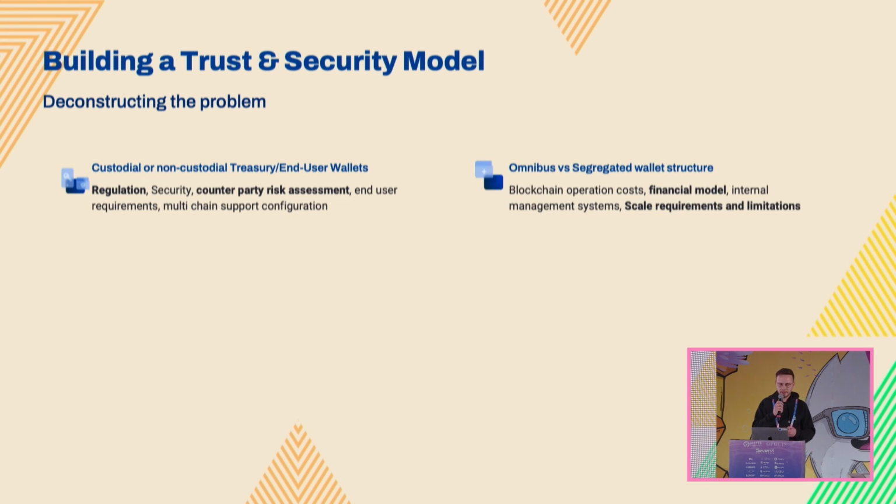Wallet structure: there are mainly two wallet structures out there, omnibus versus segregated. Omnibus works better for retail-facing products. Basically, it's like the regular bank account model that you can think of. Your end user deposits his funds into his account, those funds are swept into an omnibus wallet, and that's basically it.